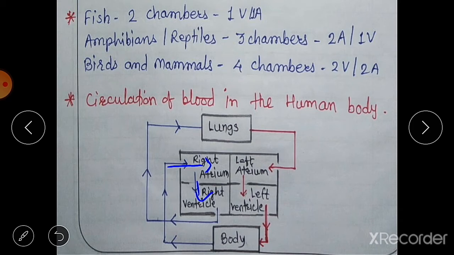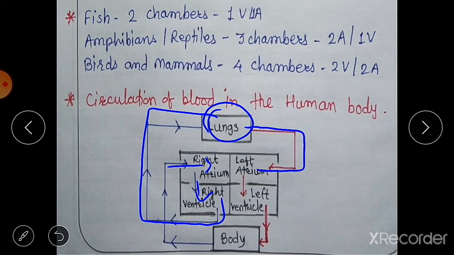Then from the right ventricle this deoxygenated blood is taken to the lungs. Here in the lungs the exchange of gases takes place, and the blood becomes rich in oxygen. Then this oxygenated blood from the lungs is carried to the left atrium. From the left atrium it goes to the left ventricle. From the left ventricle, it is taken to all the body parts.